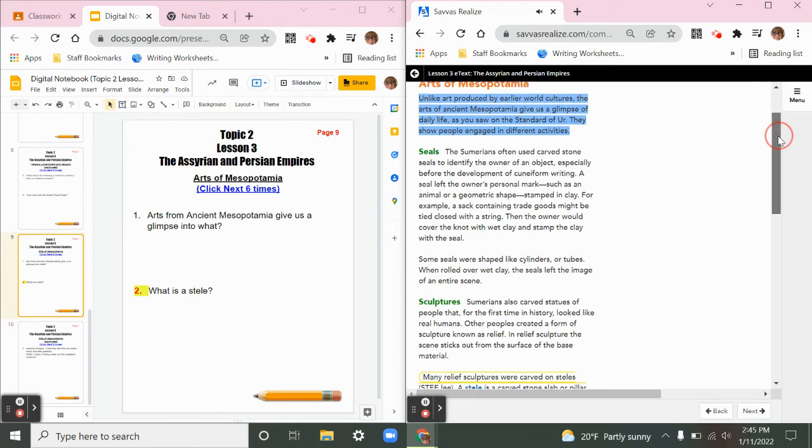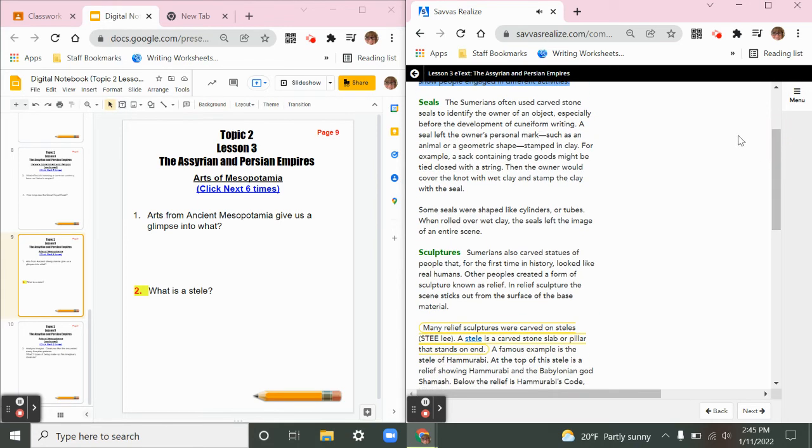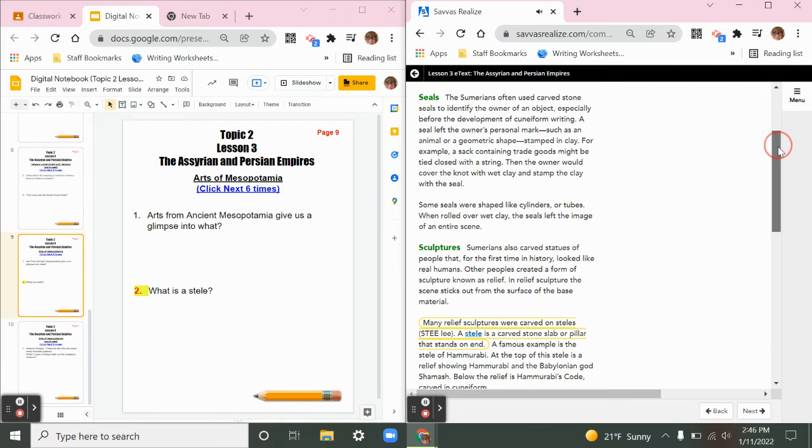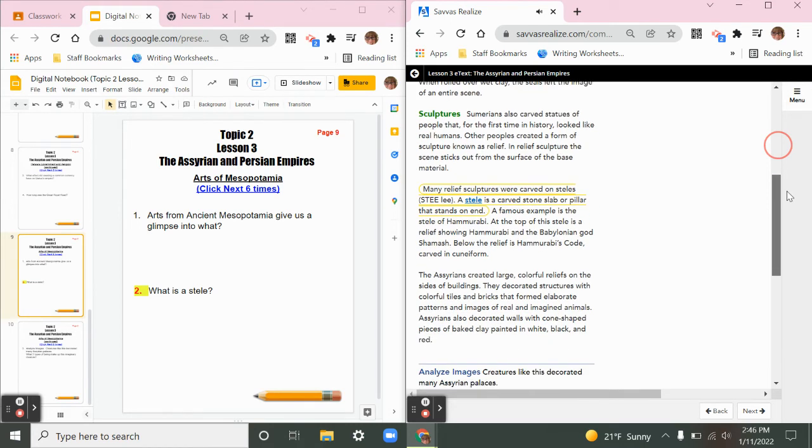Seals. The Sumerians often used carved stone seals to identify the owner of an object, especially before the development of cuneiform writing. A seal left the owner's personal mark, such as an animal or a geometric shape, stamped in clay. For example, a sack containing trade goods might be tied closed with a string. Then the owner would cover the knot with wet clay and stamp the clay with the seal. Some seals were shaped like cylinders or tubes. When rolled over wet clay, the seals left the image of an entire scene.